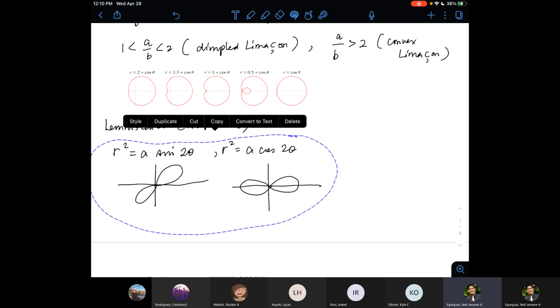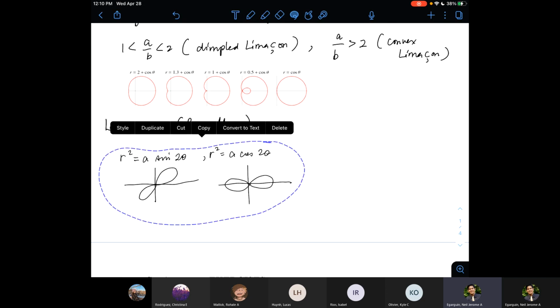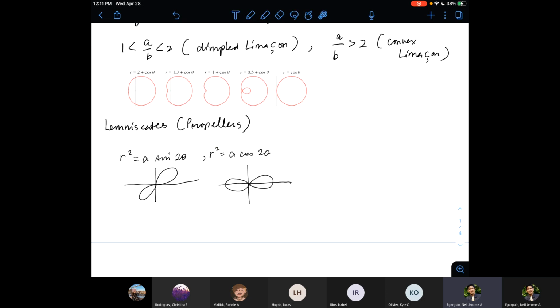And it's easy to spot lemniscates because it's the only basic polar curve that we will deal with that has an r squared in the equation. Or you can generally see them as r equals the square root of a sine 2 theta. So they are easily spotted.